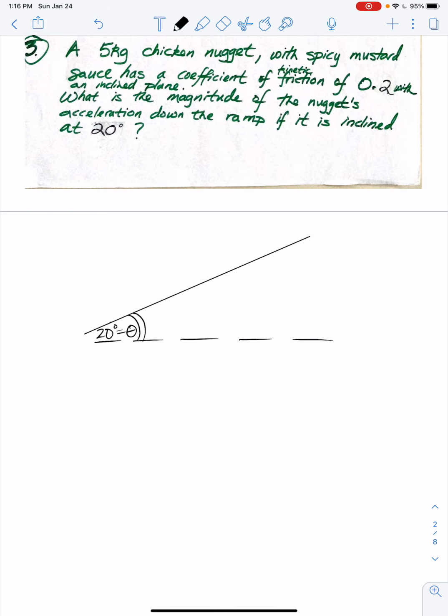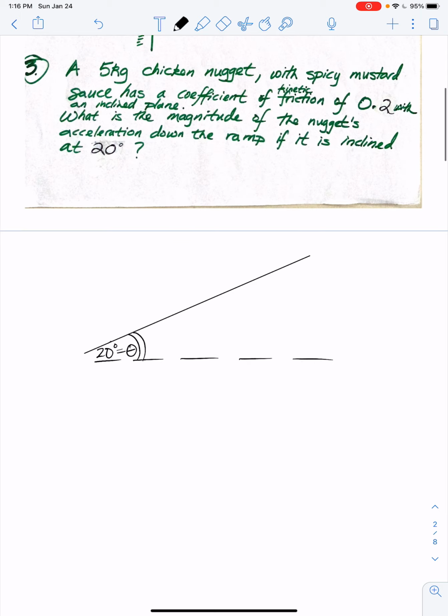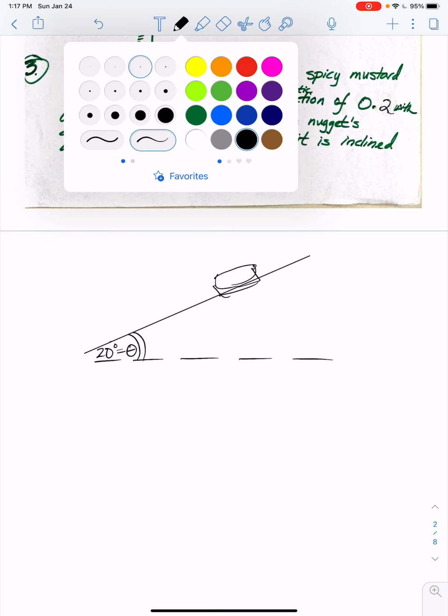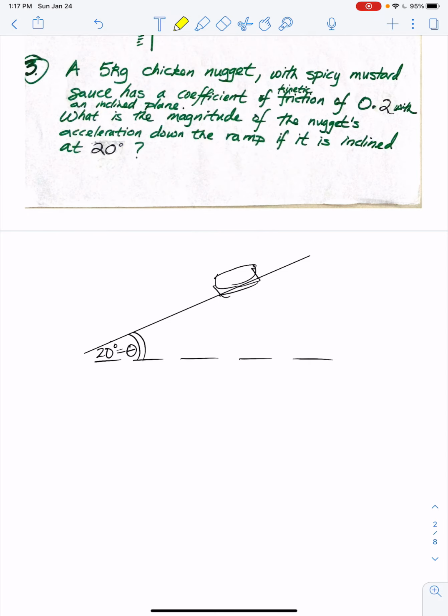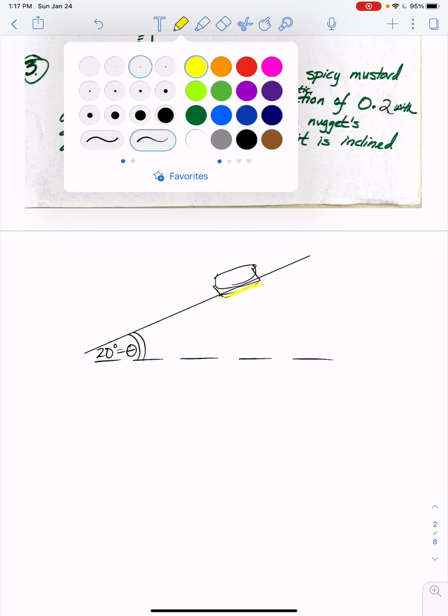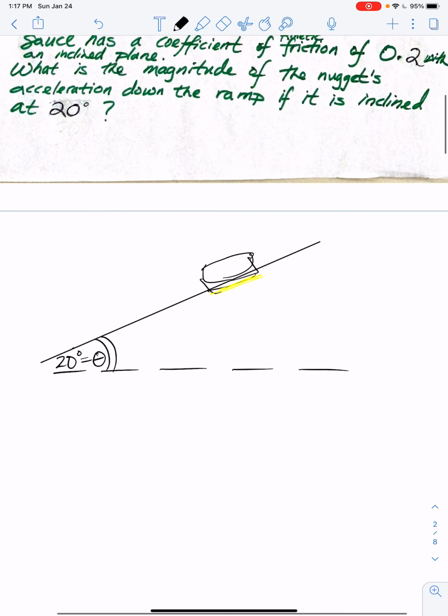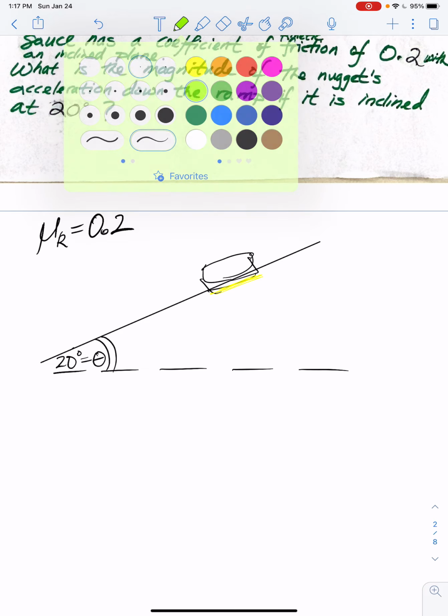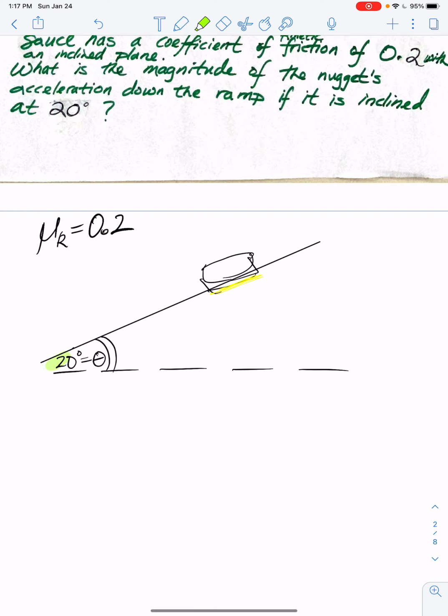Call that theta. It says that the coefficient of kinetic friction, let's draw the chicken nugget, I guess, first. Okay, and with spicy mustard sauce. All right. That doesn't really look like spicy mustard sauce, but okay. It works. And we know that mu k is equal to 0.2. And let's go ahead and add a little more color here. Maybe some green here for this angle, just so we know what we're talking about.